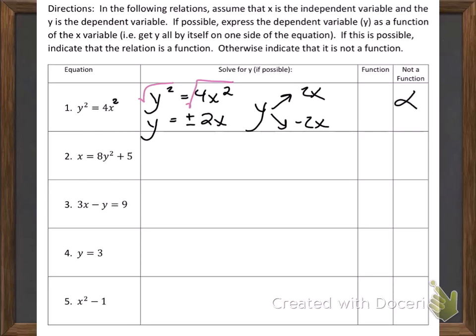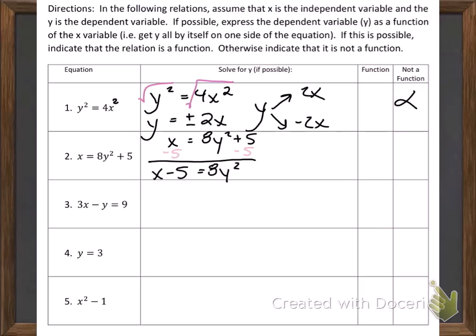All right, let's keep going. We have x is equal to 8y squared plus 5. So in this problem, again, we want to isolate our y variable. So let's work on getting y all by itself on one side of the equation. The first thing I'm going to do is subtract 5 from both sides. This gives me x minus 5 is equal to 8y squared.